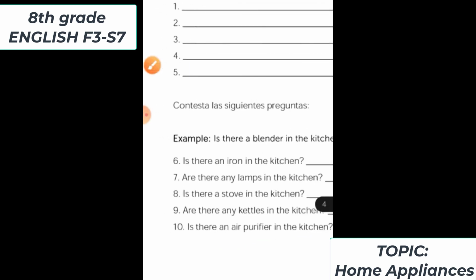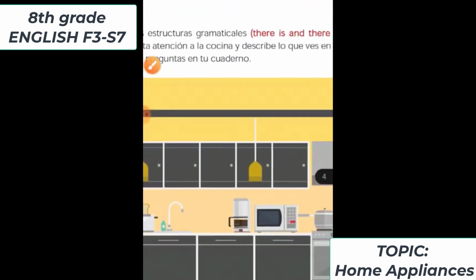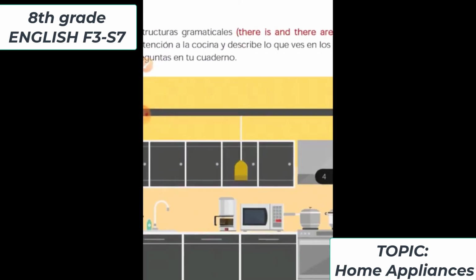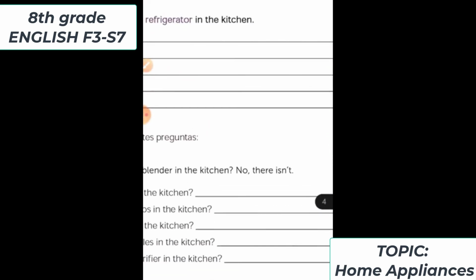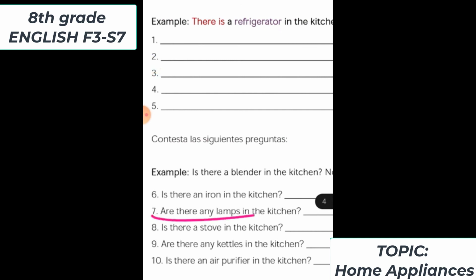Now, is there an iron in the kitchen? Y teacher, ¿y qué es un iron? Arriba ya lo estudiamos. Iron is a plancha. Okay, is there an iron in the kitchen? Do you see an iron over there? Iron? No. So you have to say, no, there isn't. Okay?